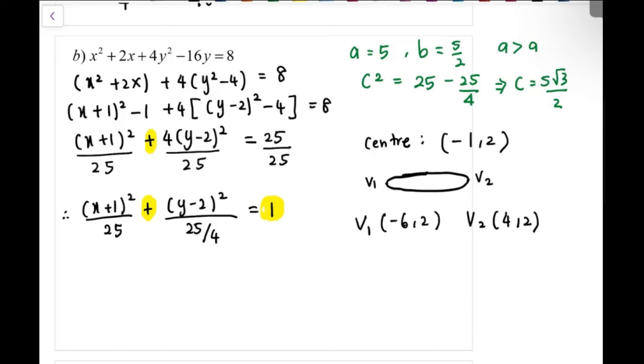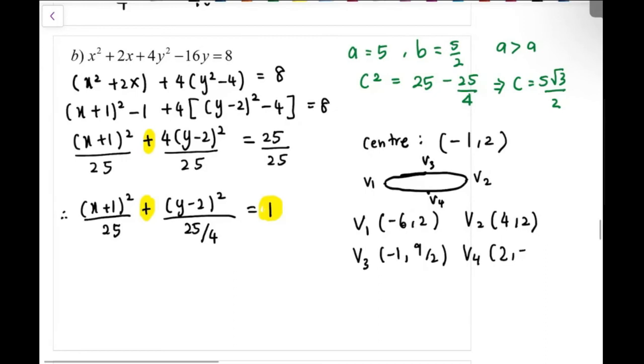So for V3 and V4, distance would be B. For V3, remember, y coordinate would change, x would be fixed. So negative 1, and 2 plus our distance B, which is 5 over 2. So we get 9 over 2. And then for V4, 2 minus 5 over 2, so we have negative half.